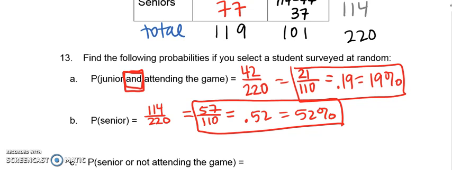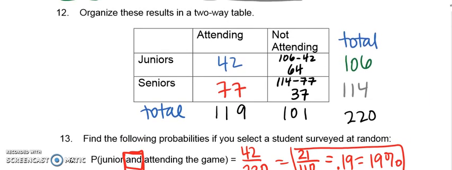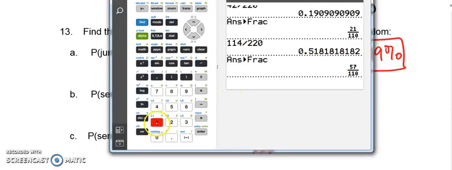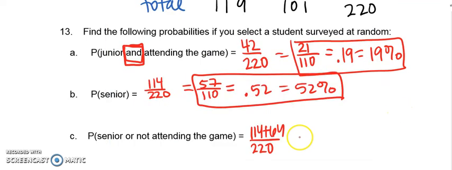On the next part, a senior or not attending the game. So we're adding these up. So that's 114 plus another 64 out of that 220. So 114 plus another 64 is going to be 178 out of the 220.